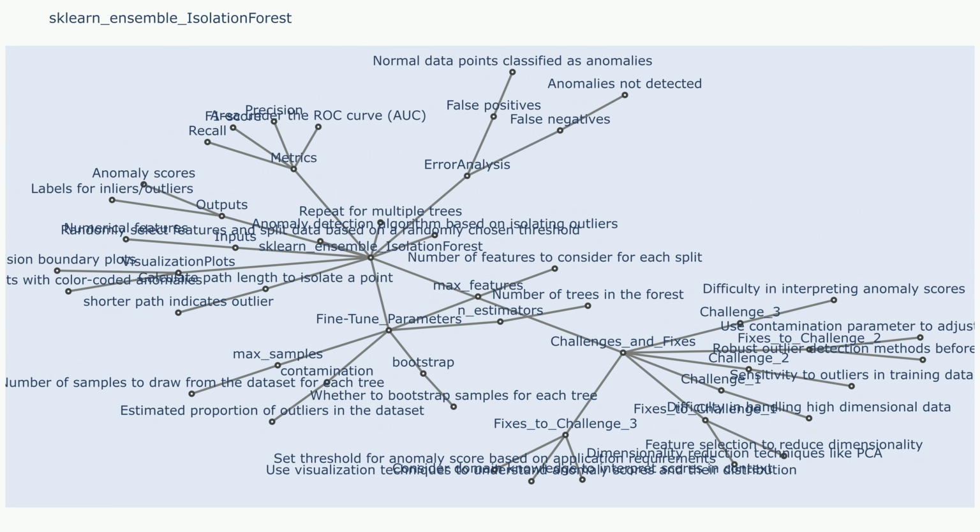Outputs. Output 1: The isolation forest model returns anomaly scores for each data point. These scores indicate how likely a data point is to be an outlier. Lower scores represent a higher likelihood of being an outlier.